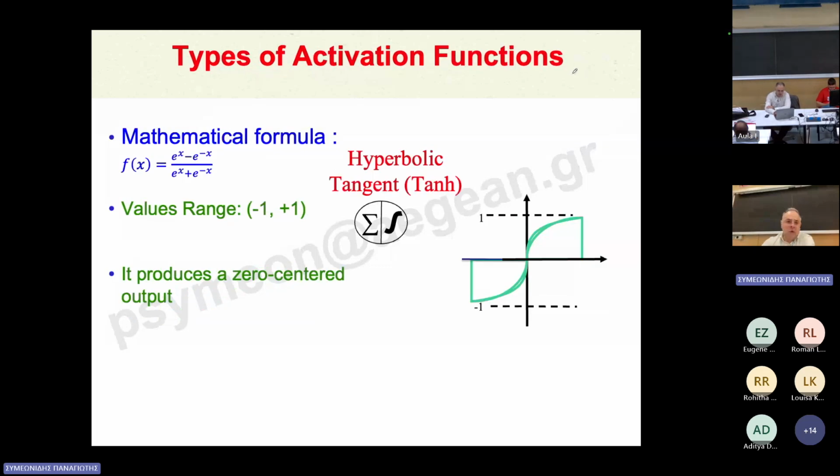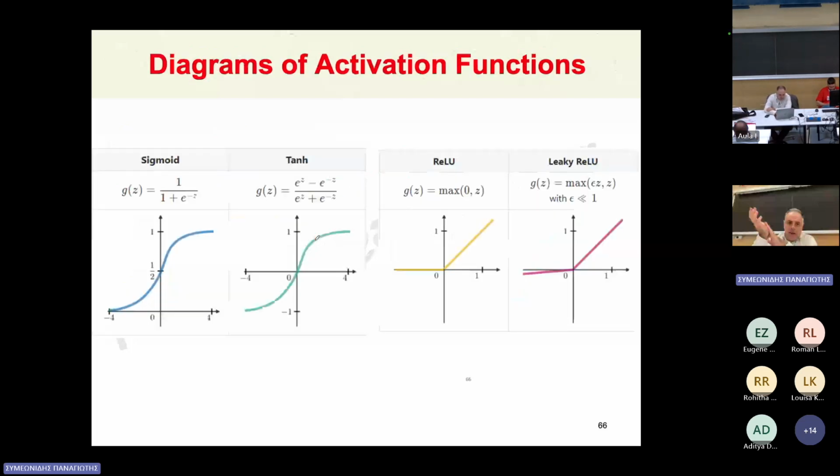The hyperbolic tangent activation function. This is the equation, and its values range from -1 to 1. This produces a zero-centered output. And here we can see the diagrams of activation functions. Of course, we have also ReLU, which takes the max of the input between 0 and z, which is the input, and leaky ReLU, also with some attenuation factor before.